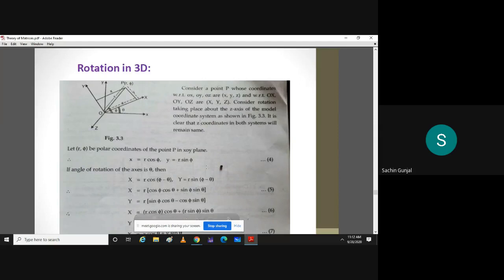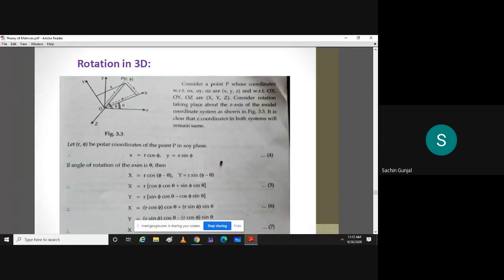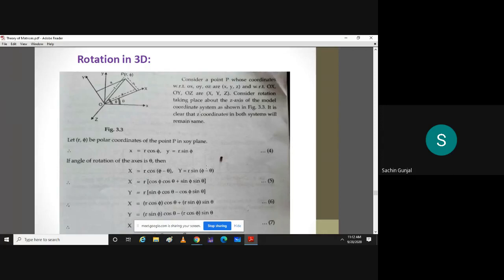Now we come to the last point of this whole unit, that is rotation of a vector in 3 dimensions. So just pay attention to the slide. I will give you time to write. Consider a point P whose coordinates are x, y, z with respect to the axes denoted by small ox, oy, oz. This is the point P.